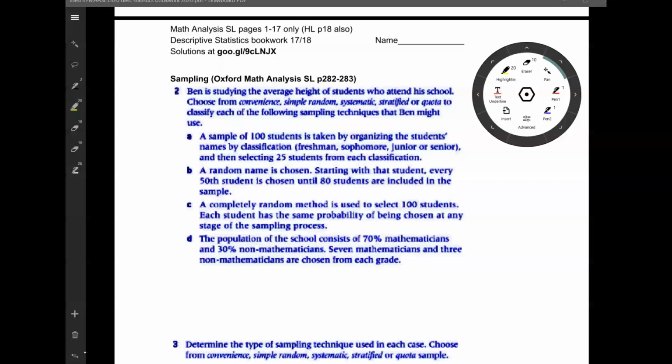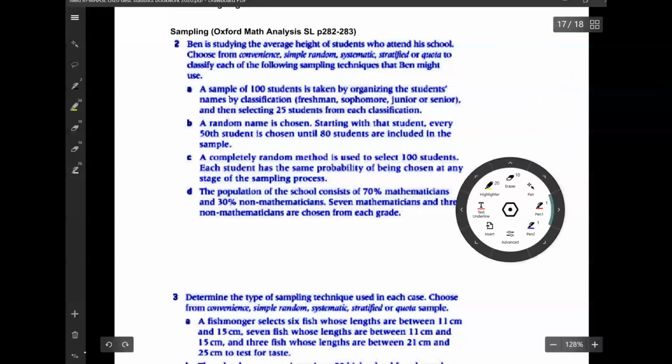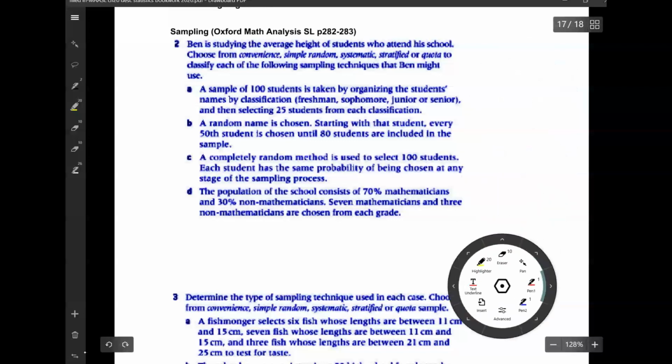This is probably going to be something that you're going to talk about in your IA if you do any kind of statistical IA, but they can also ask you to identify what kind of sampling was done in a specific scenario that they give you on the exam. So expect a problem like this on the exam too. Here are good examples of things that they could ask you. They give you a bunch of scenarios on how a population was sampled, and then you just identify which one it was, and maybe they might ask you why.